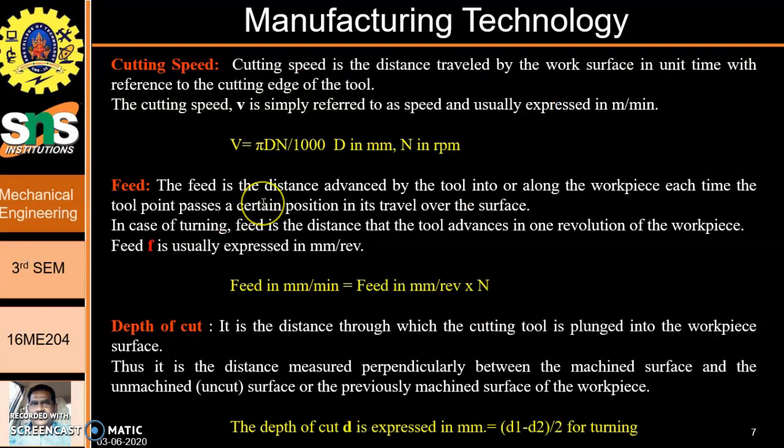Now, we're looking at the different types of parameters. We have shown you the three parameters that are required for the machine. One is the cutting speed, then the feed, and the depth of cut. Okay, cutting speed is the distance traveled by the work surface in unit time. Okay, so as it rotates, it is RPM times the diameter, etc. So the cutting speed V is simply referred to as speed, and is usually expressed in meters per minute.